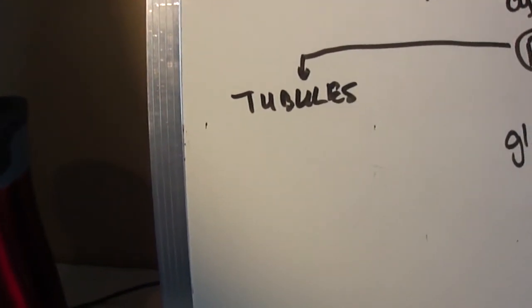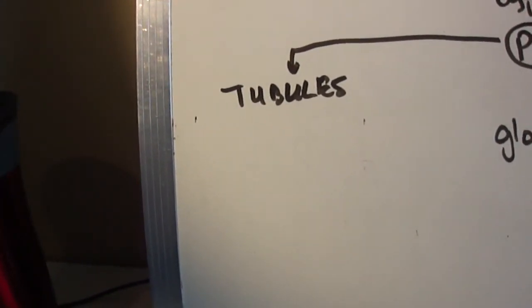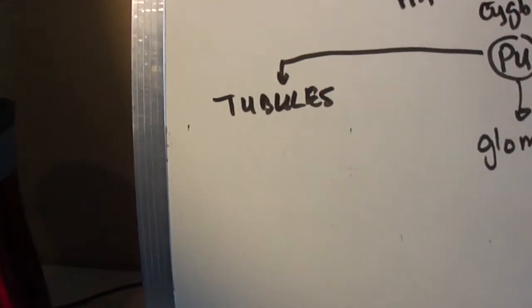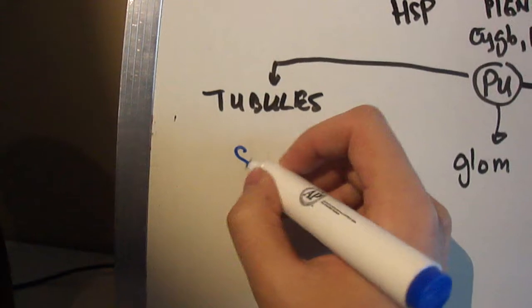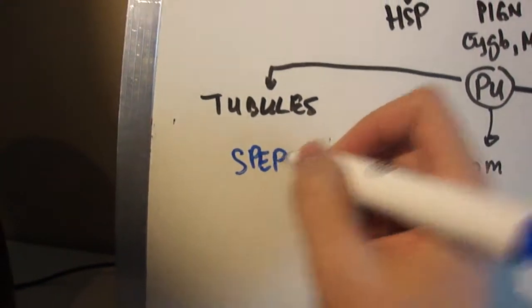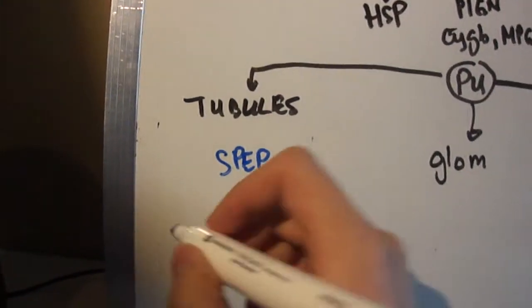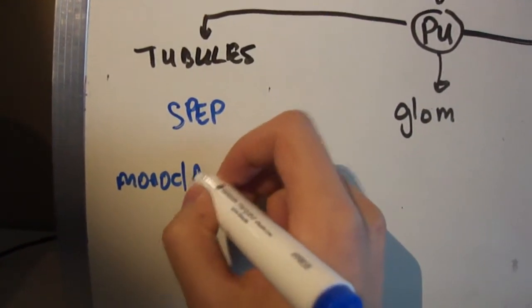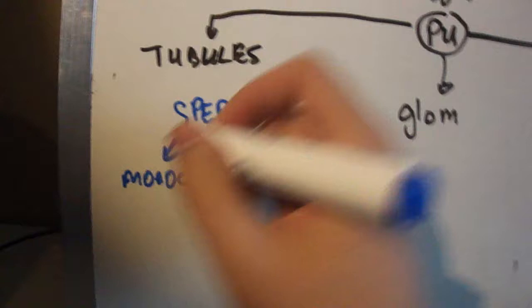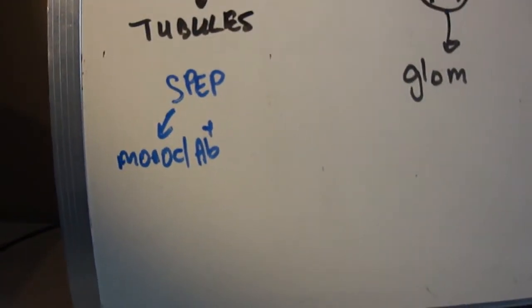So to look at the tubules, you're going to see if there's an abnormal protein deposition. So you're going to do your serum protein electrophoresis, and then if you see monoclonal antibodies, it's positive, then it means a number of things.